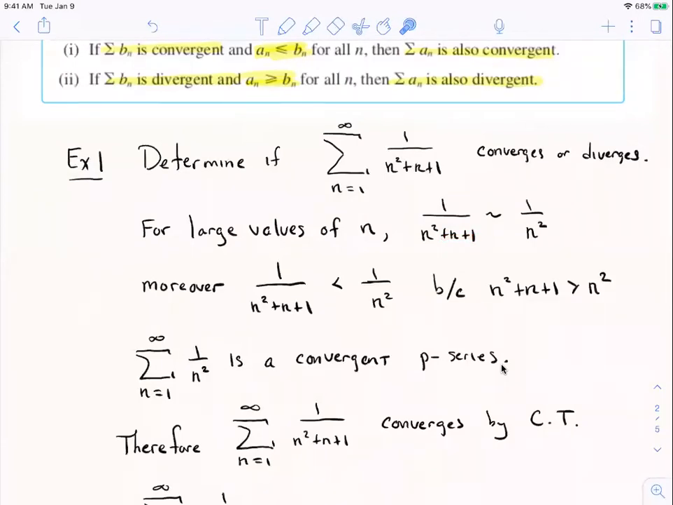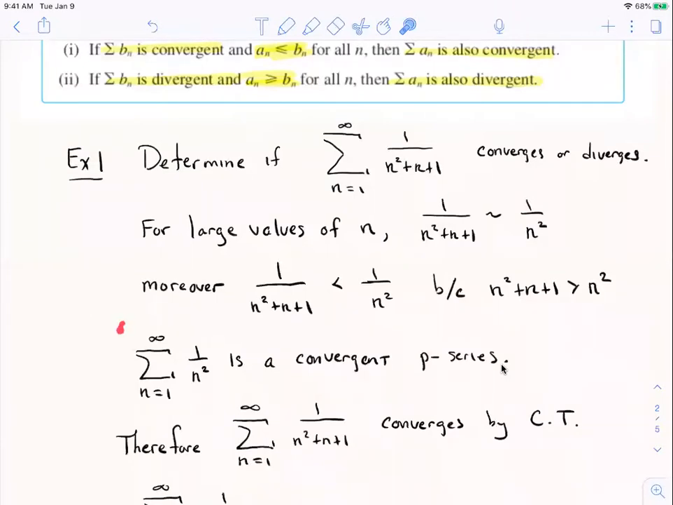And then I have an inequality. 1 over n squared plus n plus 1 is less than 1 over n squared. Well, because n squared plus n plus 1 is definitely bigger than n squared, yeah? I'm adding something to n squared. It makes it bigger. Well, and fractions with bigger denominators are smaller.